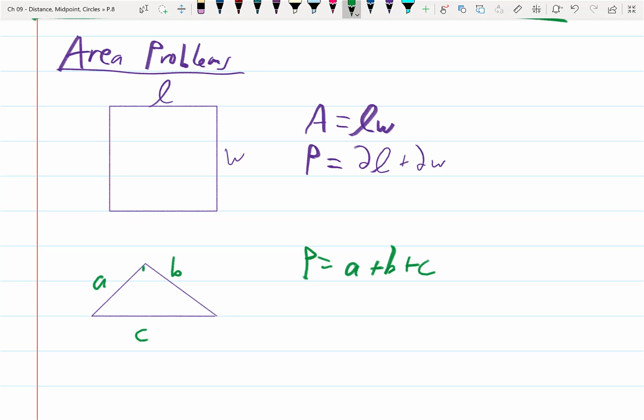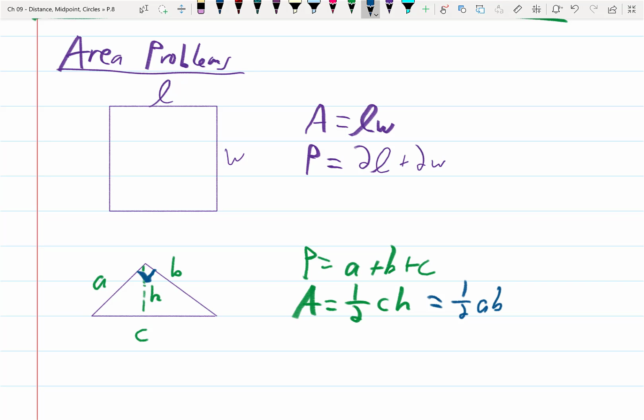Let's say that I drop a height down, and I can say that the area would be equal to 1/2 base times height. Base here is C, isn't it? So that'd be 1/2 CH, the way I drew it. And let's say hypothetically that I actually drew a right angle there. What would the area also be? 1/2 AB.